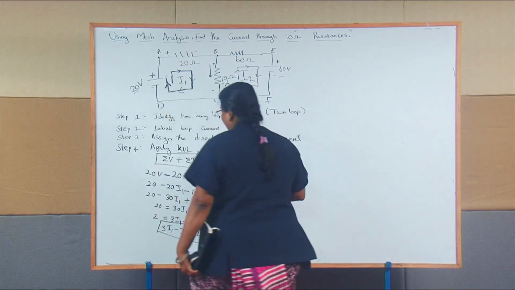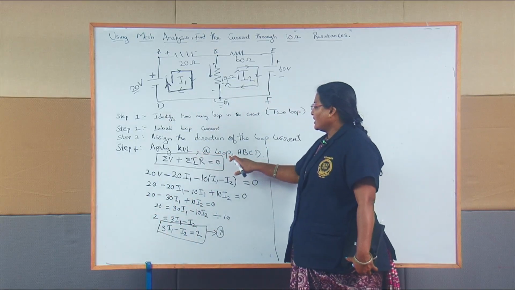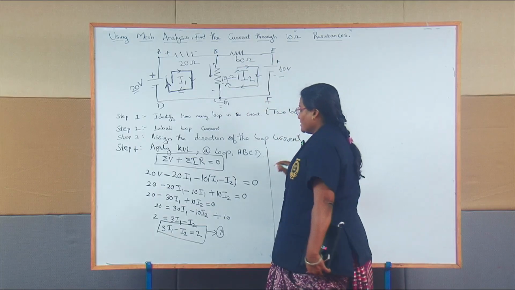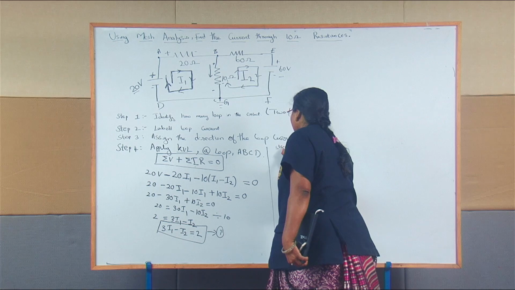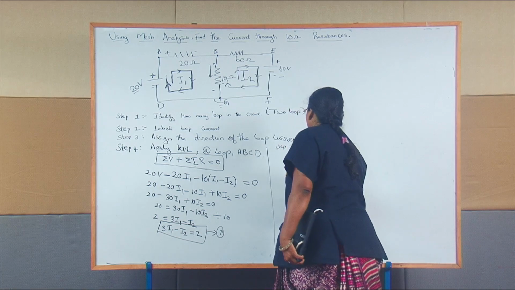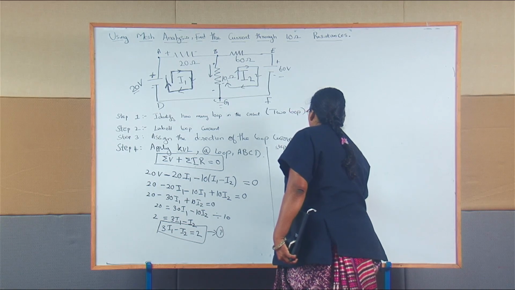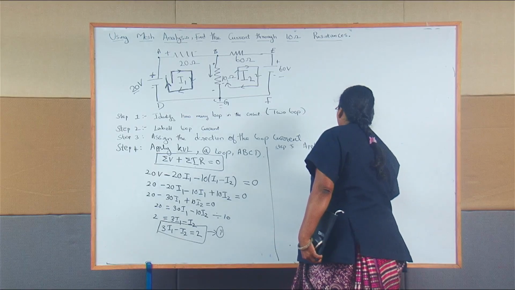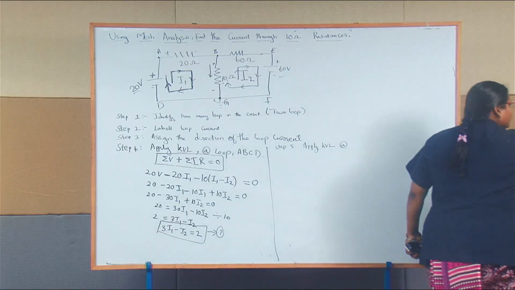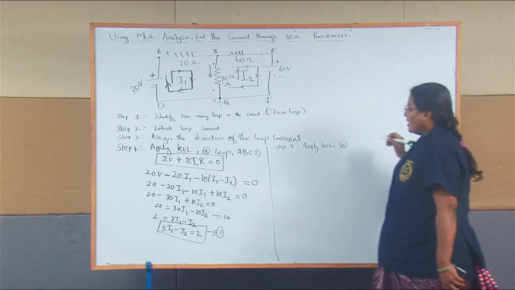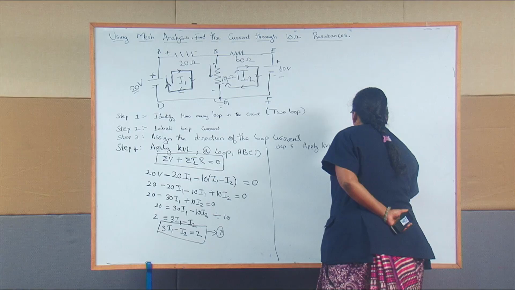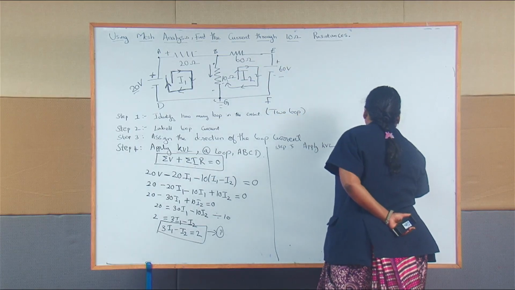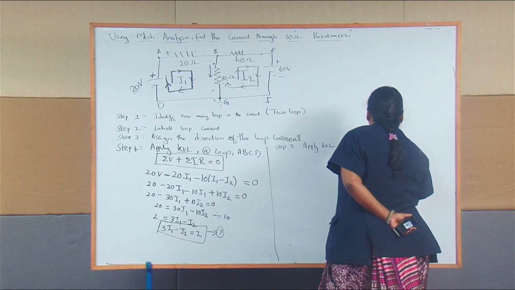Same thing, I am going to apply KVL at loop 2: B, E, F, G. So step 5, apply KVL at loop 2, which is nothing but B, E, F, G.